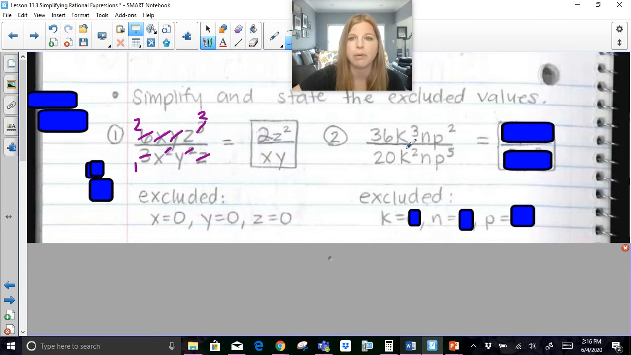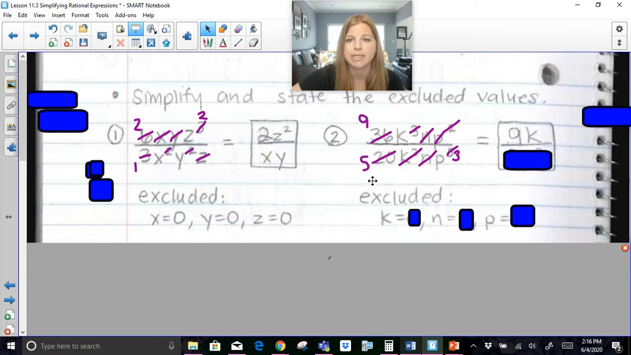All right, so let's simplify what we can here. So 36 over 20, greatest common factor is 4. So that becomes 9 over 5. K to the third over k squared, cross out k squared, this becomes just k. N over n, those are both gone completely. And then if I cross out p squared at the bottom, I get p to the third. So my numerator I'm left with is 9k. My denominator is 5p cubed. So that's my simplified expression.